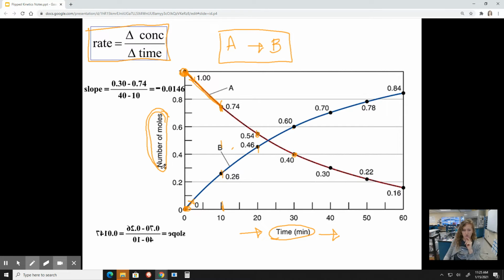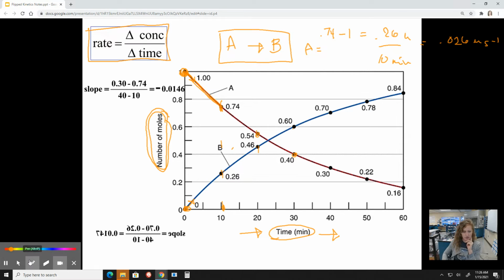I have change in number of moles, so that's 0.74 minus 1, which is going to be 0.26. This is for A, and that happened inside 10 minutes. Okay, so my rate of A between those first 2 points is 0.026 moles per second. Let's look at B, shall we?